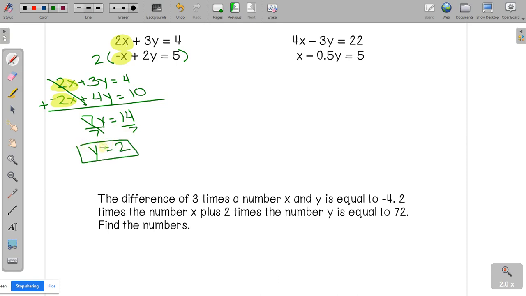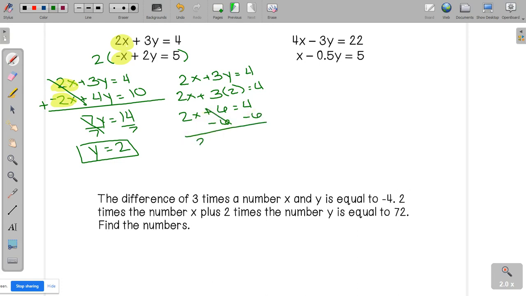Now we need to find x. So if we use the top equation, 2x plus 3y equals 4, substitute y in. And then we are going to simplify. 3 times 2 is 6. Bring down everything else as is. Subtract 6 from both sides. 4 minus 6 is negative 2. Divide both sides by 2, and we get x equals negative 1. So our solution is the point (-1, 2).